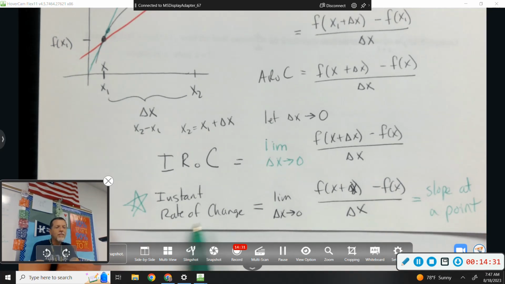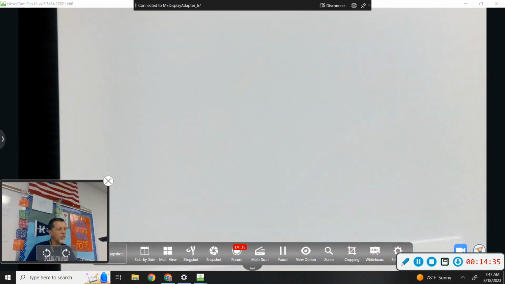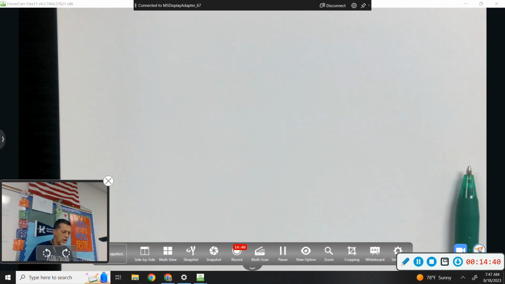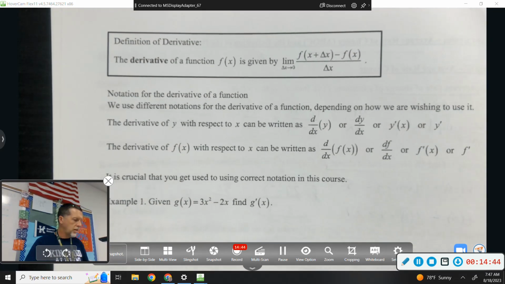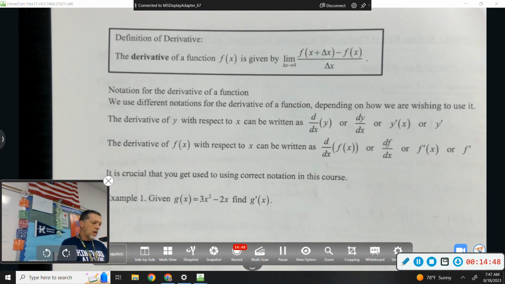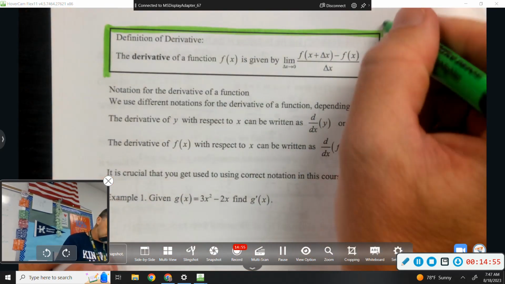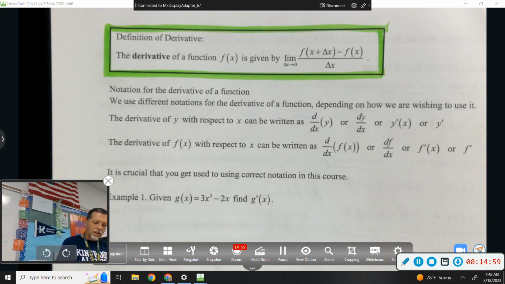Now, all of these are different ways of saying, turn the page, what we just sort of backed into is the definition of a derivative. So what we just wrote is the definition of a derivative. Super important. You have to know that and use that to find some derivatives.